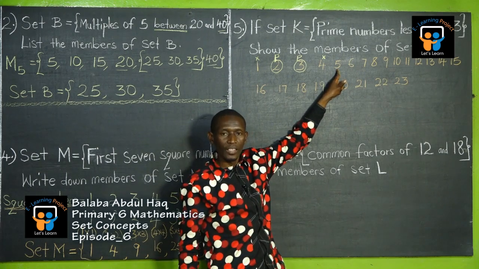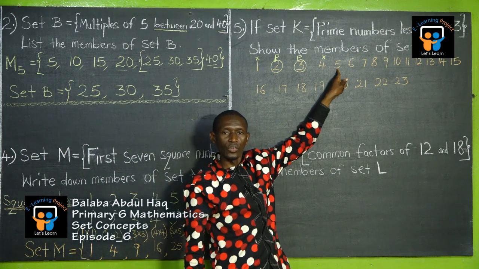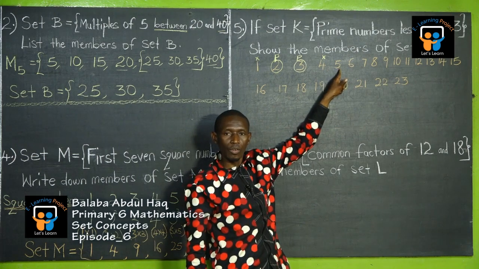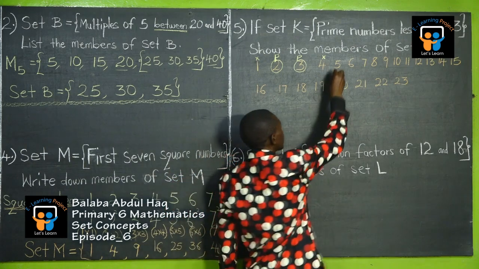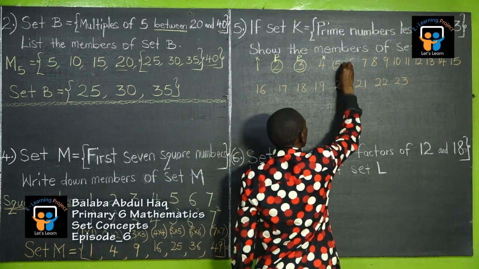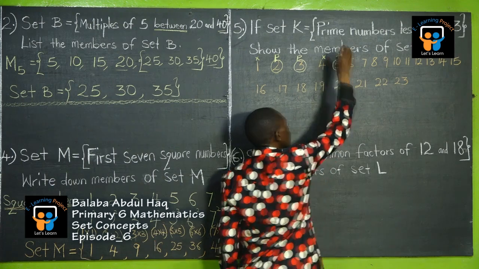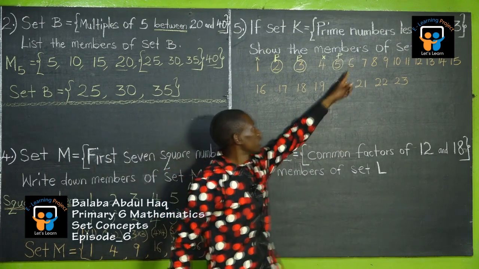What about 3? Still 3 cannot go. 3 is not a factor of 5. 5 has only 2 factors, 1 and itself. Therefore, this one is prime. Good. We come to 6.